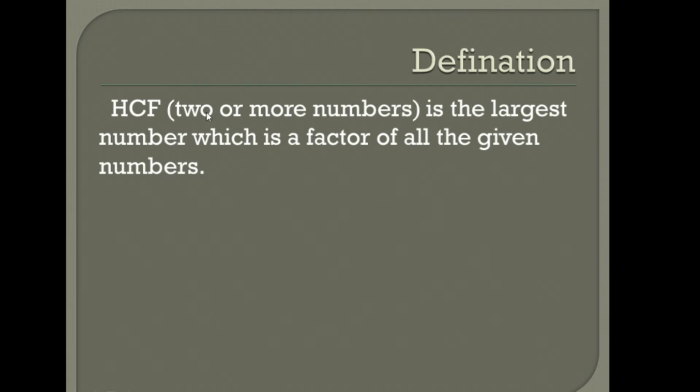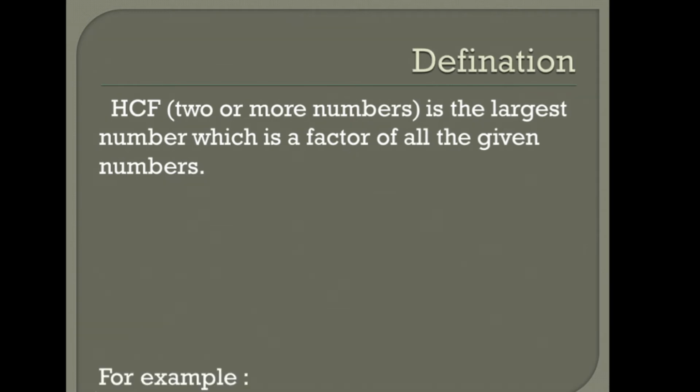Let's have a look at what it says inside the bracket. It says two or more numbers. That explains that whenever you are talking about HCF, it will definitely be based on two or more numbers. It could be 2 numbers, 3 numbers or 4, but at your level you are going to deal with only 2 or 3 numbers. So HCF is the largest number which is a factor of all the given numbers. The numbers are given to us, and that would be the largest factor of those numbers.